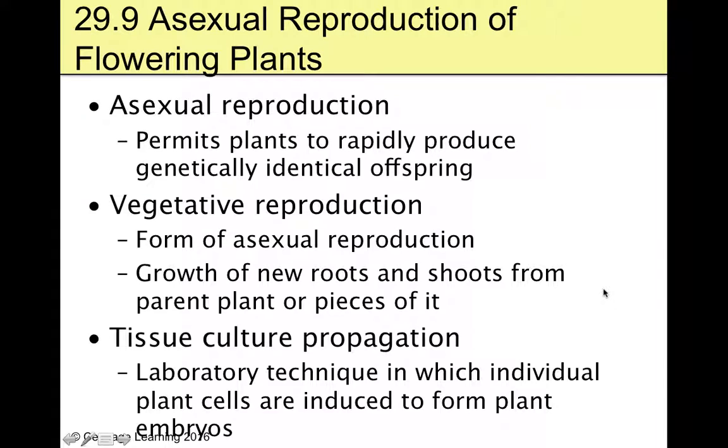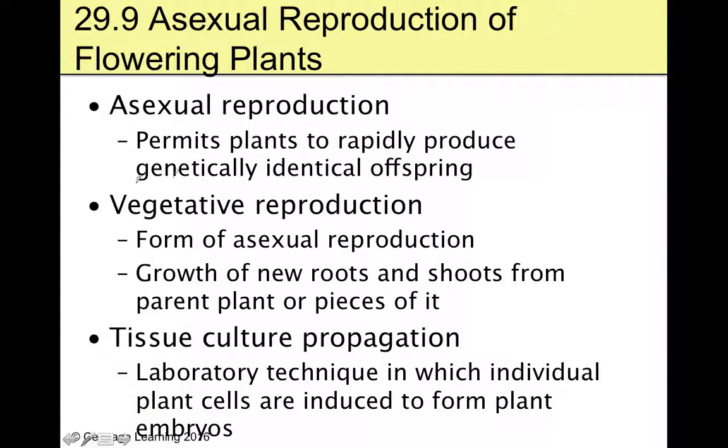So flowers provide us the benefit of sexual reproduction, which provides us the benefit of genetic diversity, which in changing environments is awesome. But a lot of plants can reproduce with asexual reproduction. Asexual reproduction allows plants to rapidly produce genetically identical offspring.